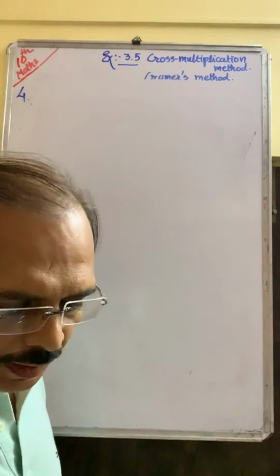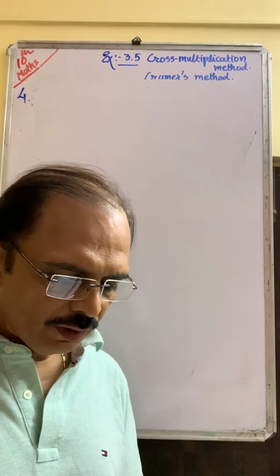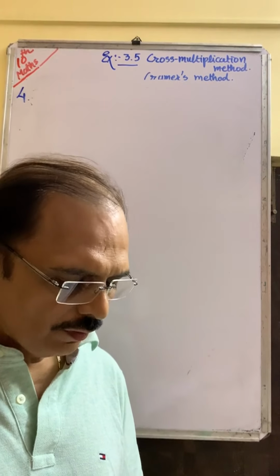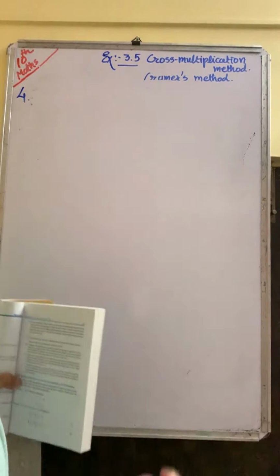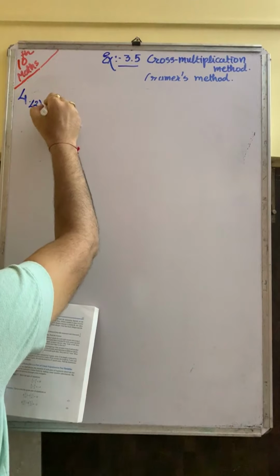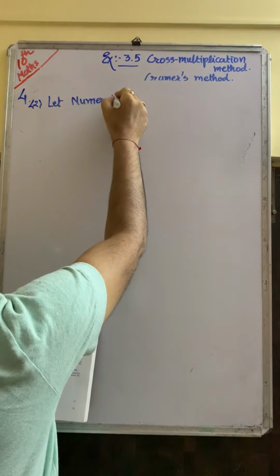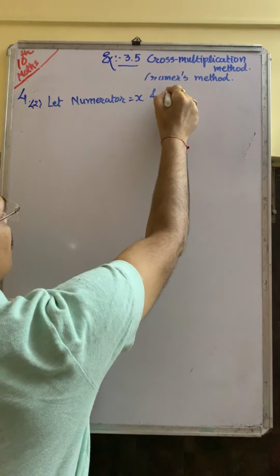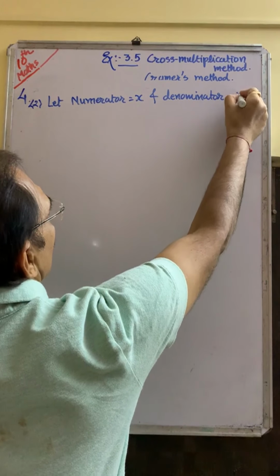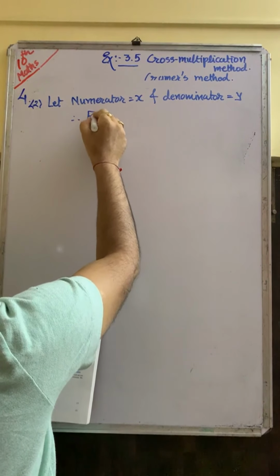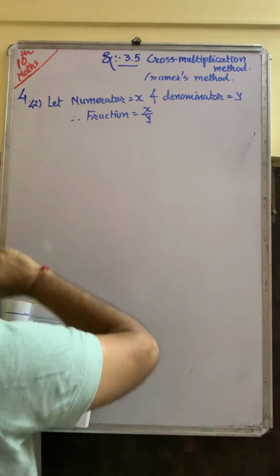See, number 2: a fraction becomes 1 upon 3 when 1 is subtracted from the numerator and it becomes 1 upon 4 when 8 is added to the denominator. Find the fraction. Let numerator be x and denominator be y. Therefore, the fraction is x upon y.